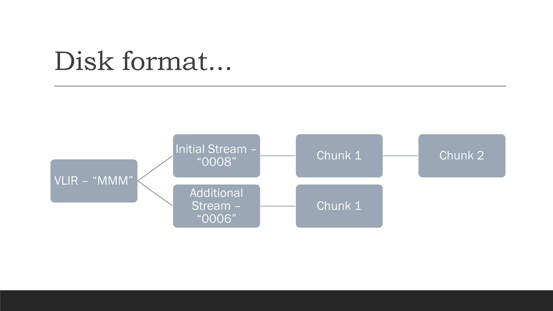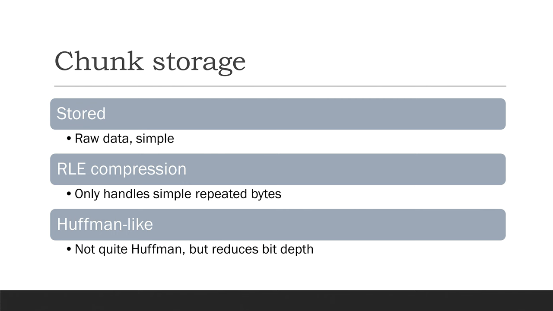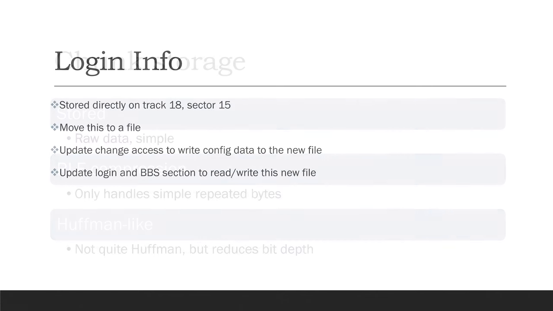QuantumLink's disk format is VLAR. It's just like GEOS. The files that are loaded are pointing to various streams. Each stream can have chunks. Each chunk can have a compression type. And I do know all those compression types. At one point, I wrote an extractor. I have since lost the code, but it could be rewritten. There's an RLE compression that handles single byte patterns. There's one that's Huffman-like. It's not really Huffman, but it does the same job. It reduces the bit depth. It's not that hard to figure out, again, if I wanted to.